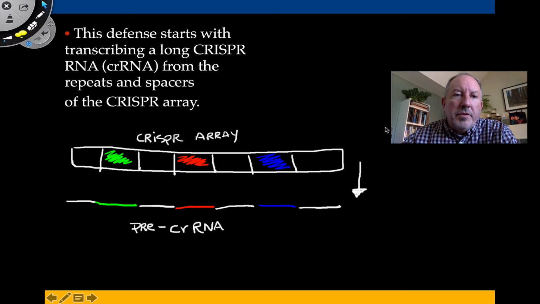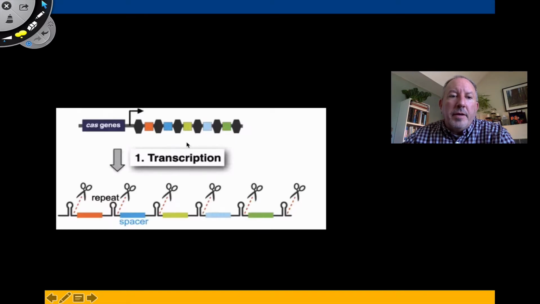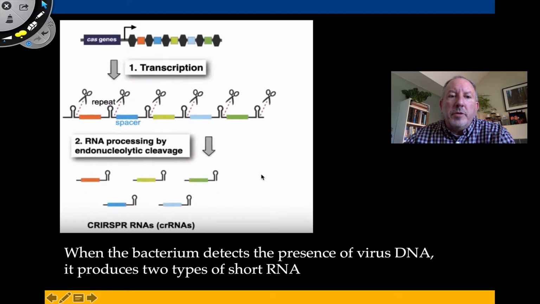Okay, so this defense starts with transcribing from the DNA, transcribing the long CRISPR into RNA, known as CRISPR RNA. And from the repeats and spacers of the CRISPR array, you get what's called the pre-CRISPR RNA. And then, as I just mentioned, that's transcribed. And then those are all cut up into individual units, which will then detect the viral DNA of a future infection.